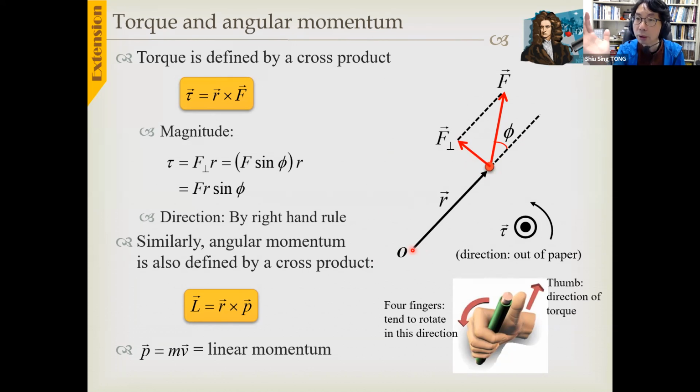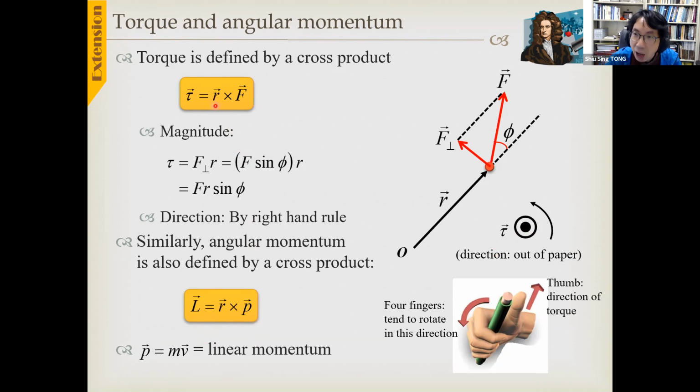But if you use your right hand, the particle rotates like this, the thumb will be pointing out of the page. And that is exactly the direction of the torque. And you can see for this cross product, r is outwards. You cross with F, you get a torque. That is exactly out of the page. And that is, of course, the correct direction of a torque. So the direction is also correct. Okay, is that okay? We can also define the angular momentum in a similar way.